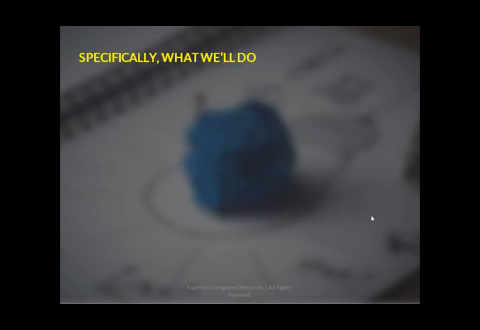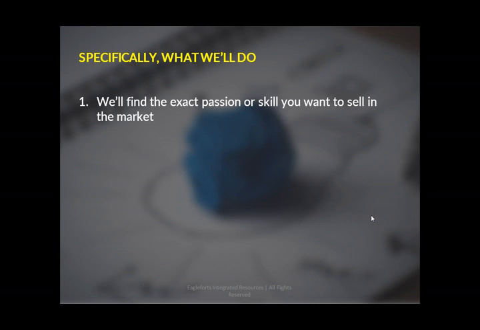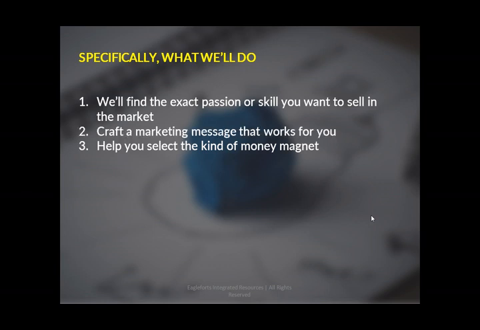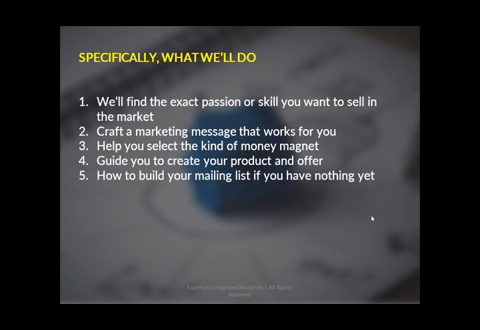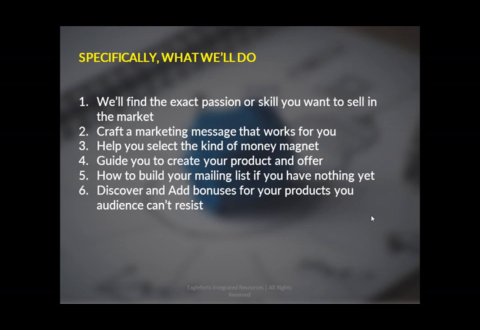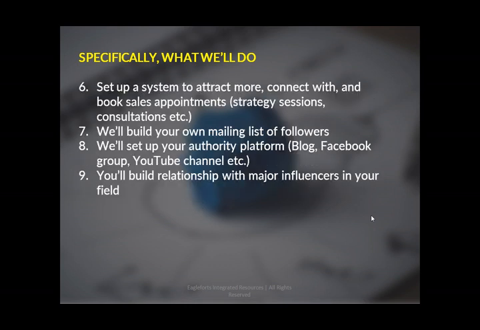in 90 days. Okay, I've mentioned these things earlier. We'll help you find your exact passion or skill you want to sell in the market, help you select the kind of money magnet, that's the product or service, help you craft a message that works for you, guide you to create your product and offer, get it done, build your mailing list in that period. Okay, discover and add bonuses for your product that the audience cannot receive, set up a system that attracts more, connect with and book sales appointments for you, strategy sessions, consultations, and all those things. Build your mailing list of followers, help you to set up your authority platform, very important, and then help you to build relationships with major influencers in your field.